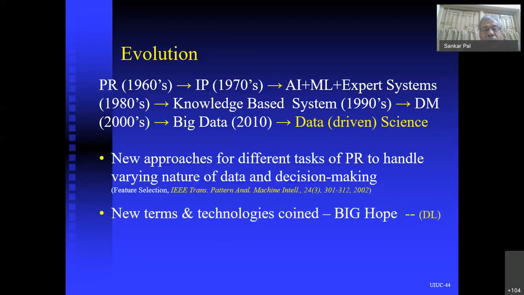However, all this evolution is coming because of new approaches to different tasks of pattern recognition to handle the varying nature of data and decision making. So people are working on theoretical work, but theoretical work has no value unless you use it for practical data. For example, in this paper, which is highly cited, we did feature selection. In the 70s, when we started working on feature selection, the number of samples was more, the number of features was few, 3 to 4. So what we do is cluster in the sample space, such that for which feature set, clustering is much better, that means clustering is more separable. But now it is the other way around. The number of features is a few thousand, the number of samples is few. So we cluster in the feature space.